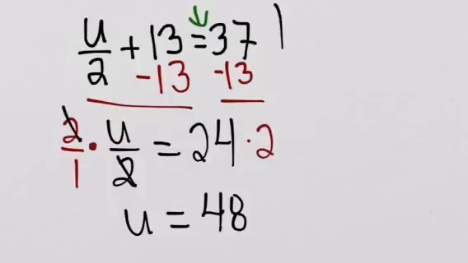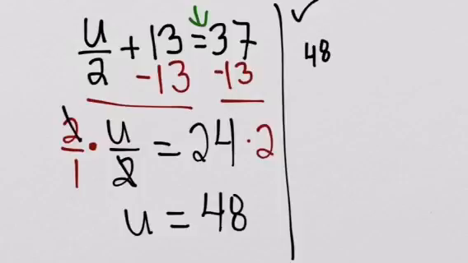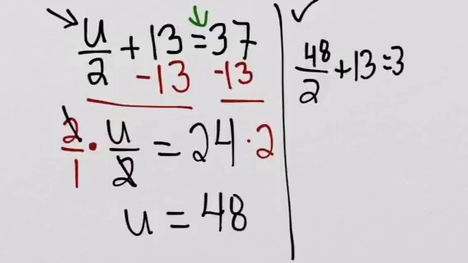Now to check and make sure your solution is correct, so we'll call this the check, we would plug 48 back in for u in the original equation. So we're plugging 48 back in for u. And we'll make sure both sides work out to be the same number.